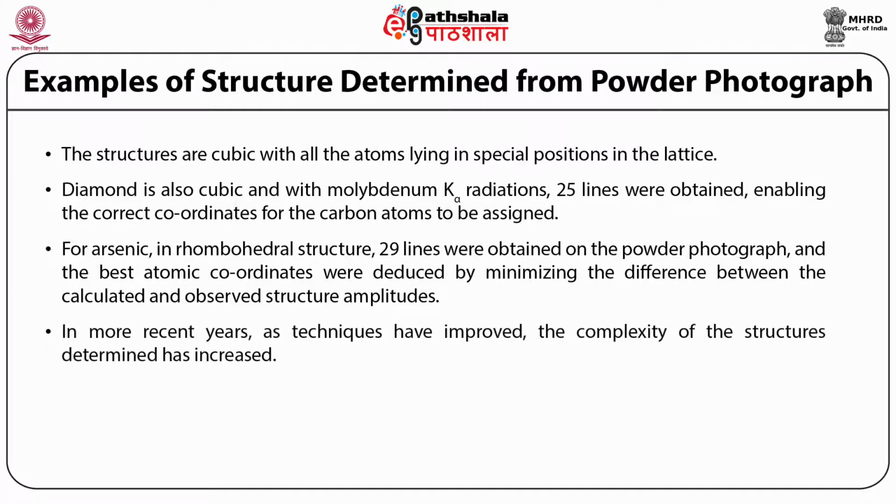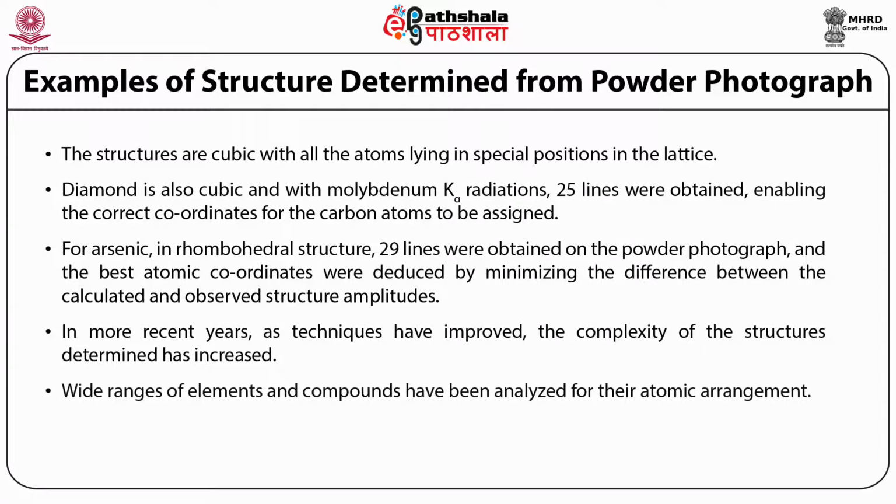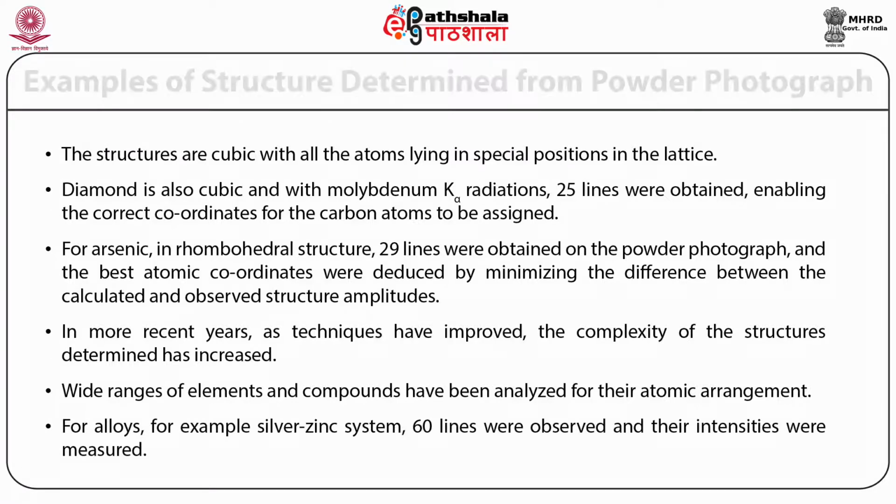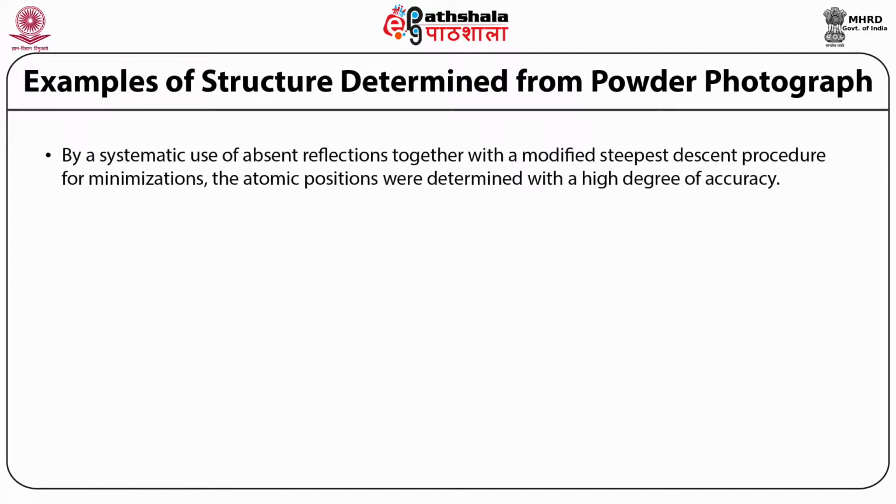In more recent years, as techniques have improved, the complexity of the structures determined has increased. Wide ranges of elements and compounds have been analyzed for their atomic arrangement. For alloys, for example the silver zinc system, 60 lines were observed and their intensities were measured. By a systematic use of offset reflections together with a modified steepest descent procedure for minimizations, the atomic positions were determined with a high degree of accuracy.